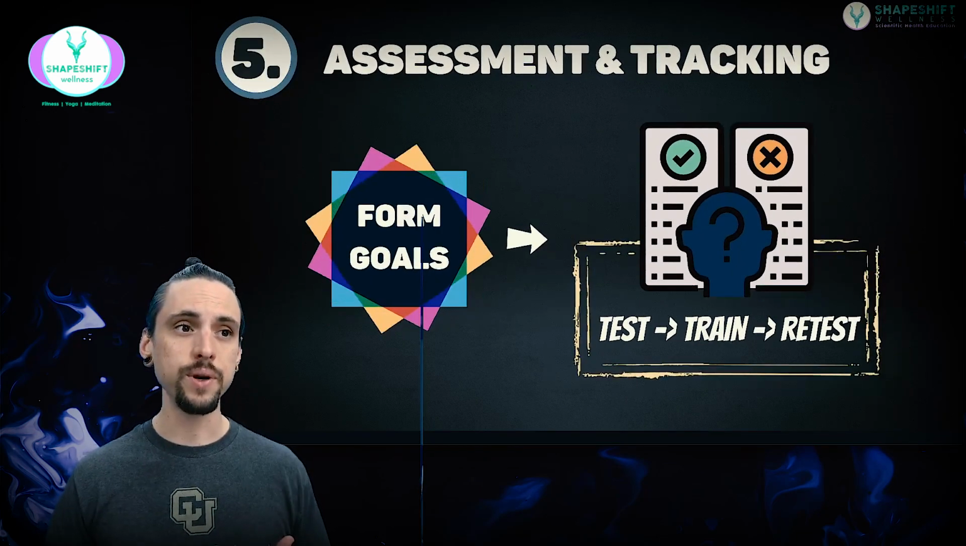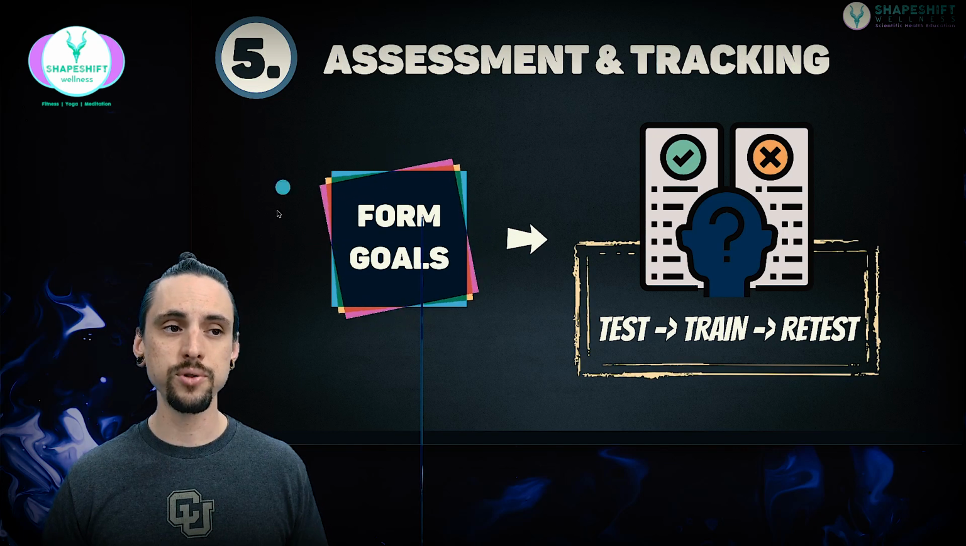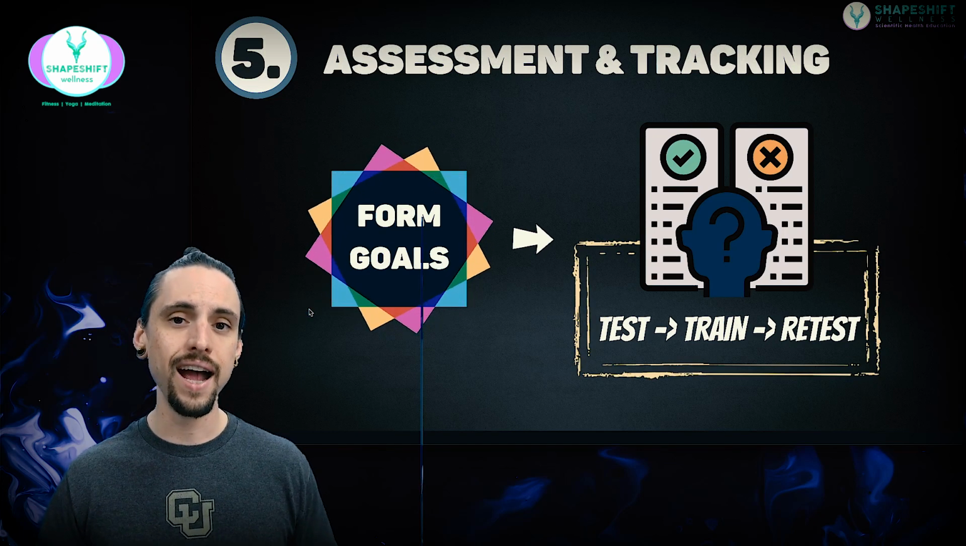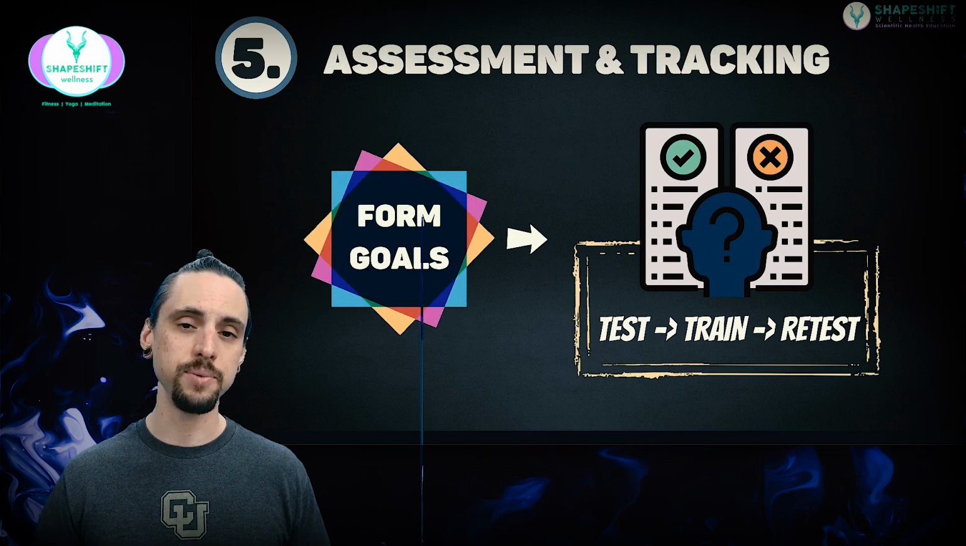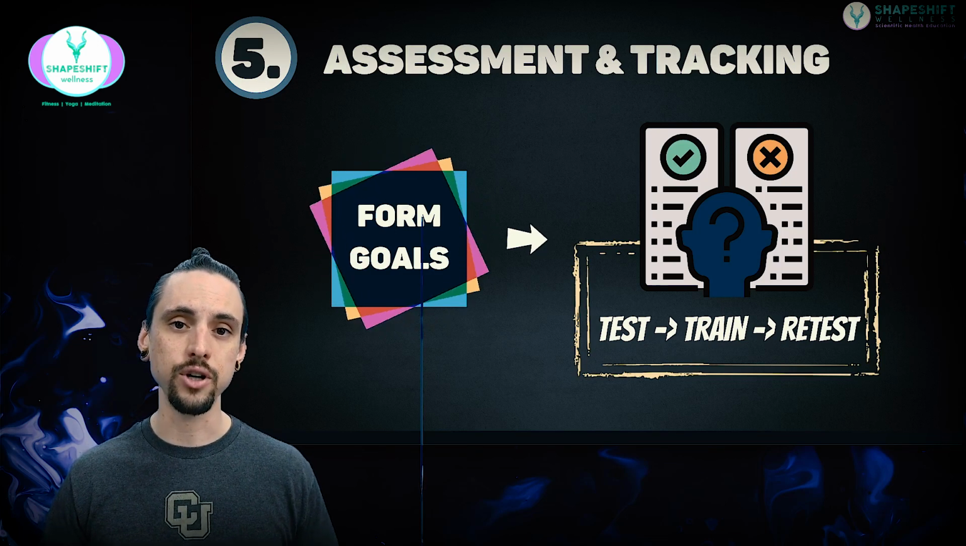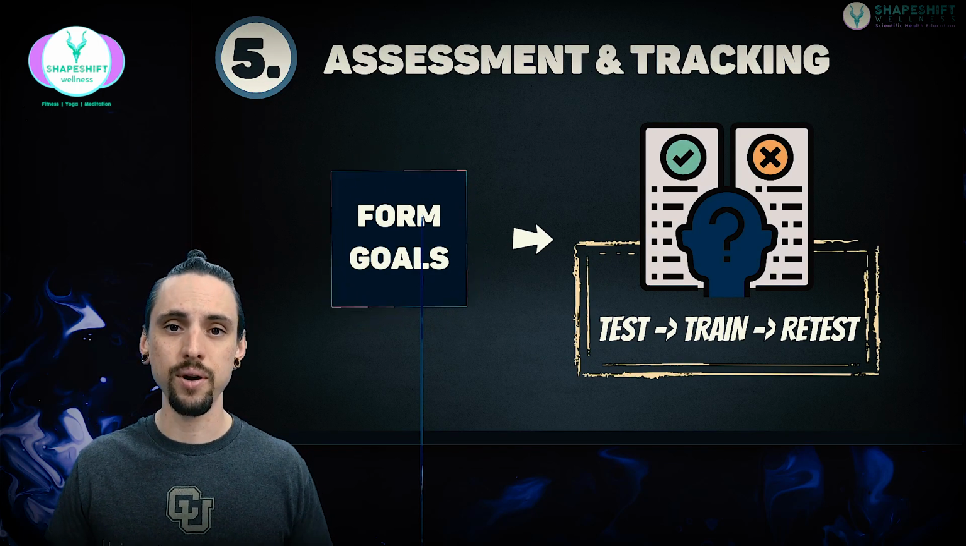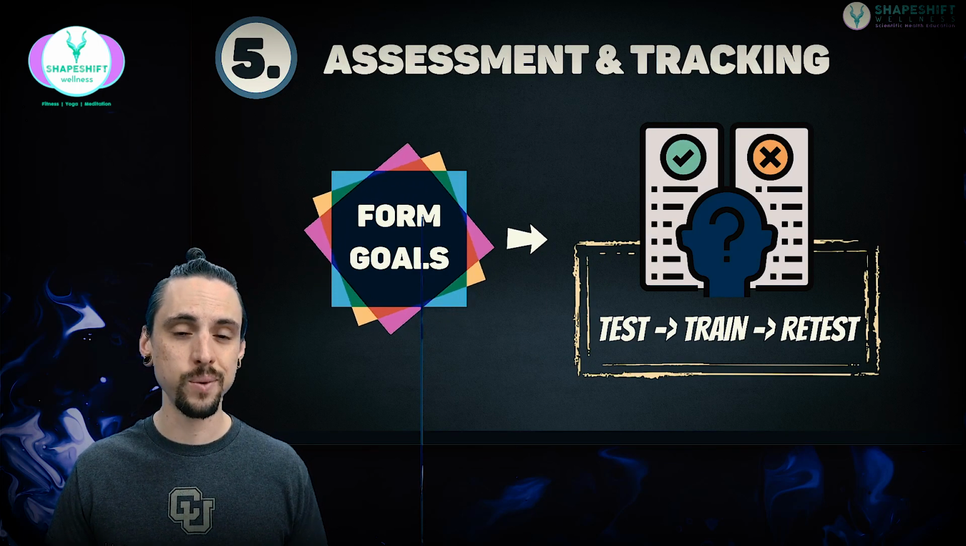So first things first, we need to assess and track progress. The first thing was we formed goals. We tried to understand exactly where you're at, what you're trying to achieve with exercise, because there are tons of great reasons to exercise, but your reasons are uniquely your own. Now we need to understand how to track progress. So if we want to track progress, we need to know where we're starting.